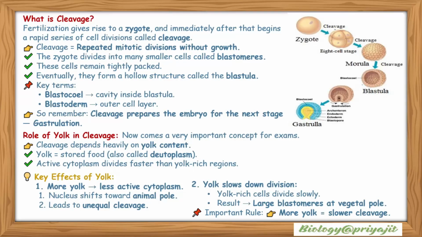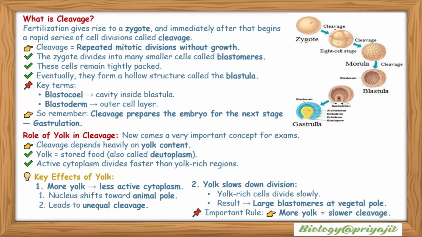So you have to know the role of yolk in cleavage. Now comes a very important concept for our exam purpose. Cleavage basically depends heavily on yolk content. Yolk is basically the stored food material, also called deutoplasm. So active cytoplasm divides faster than the yolk-rich region.